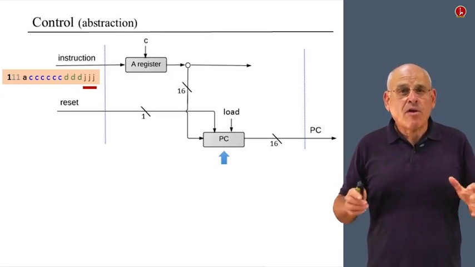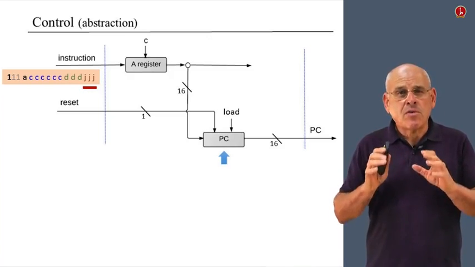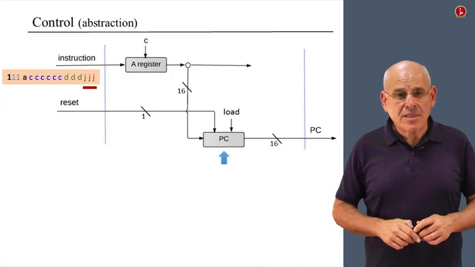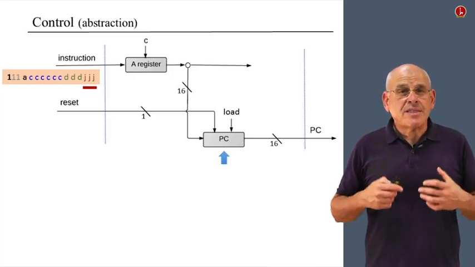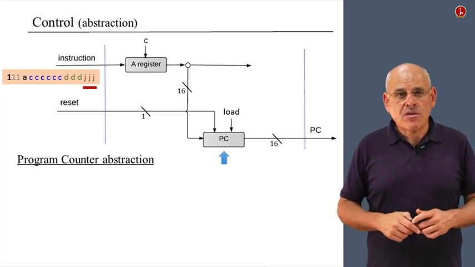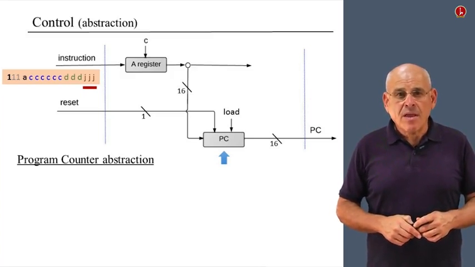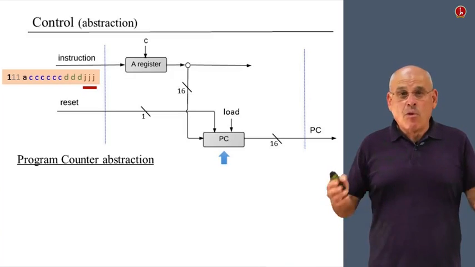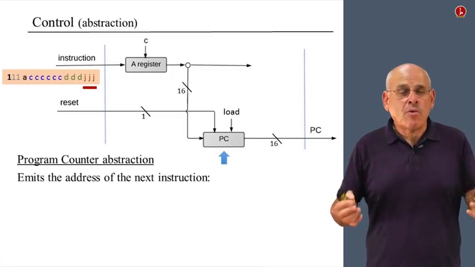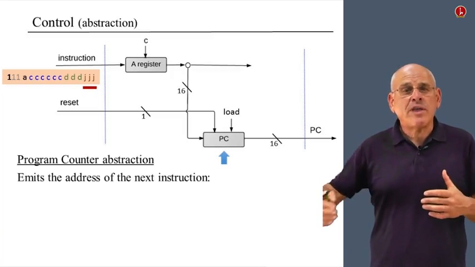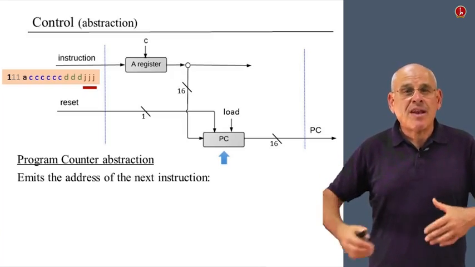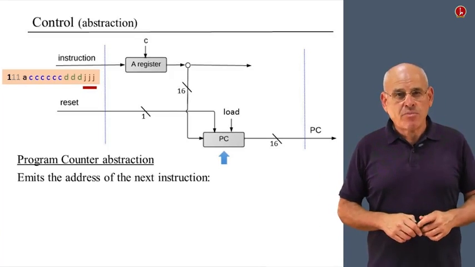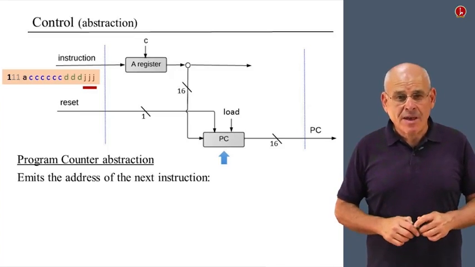And in what follows, we want to focus on what happens inside the PC. So here is the desired operation of a typical program counter. First and foremost, the one thing that we want the program counter to do is to always emit the address of the next instruction that has to be executed. So let's keep this in mind.